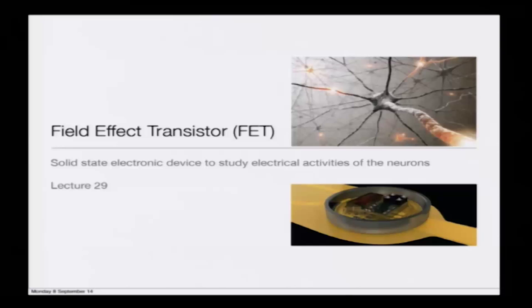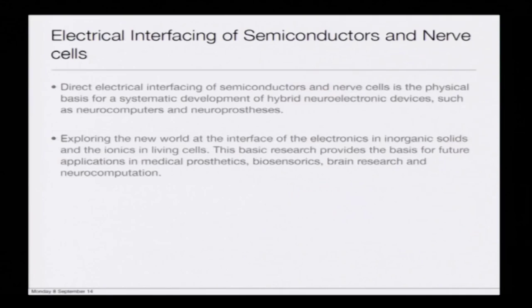So, this is the first slide talking about the field effect transistors. In other words, the solid state electronic device to study neuronal activity or the electrical activities of the neurons. Okay. So, I am just giving a nice picture of the neuronal network in a close proximity, a single neuron with all its processes you could see, and underneath there is a picture of a field effect transistor at a very high resolution. Okay. So, what really we are trying to do? If you see the second slide, it is basically electrical interfacing of semiconductors and nerve cells. So, direct electrical interfacing of semiconductor and nerve cell is the physical basis for a systematic development of hybrid neuro electronic system.